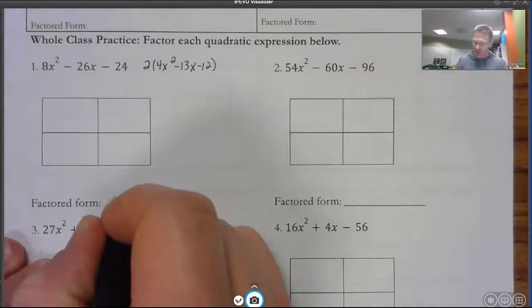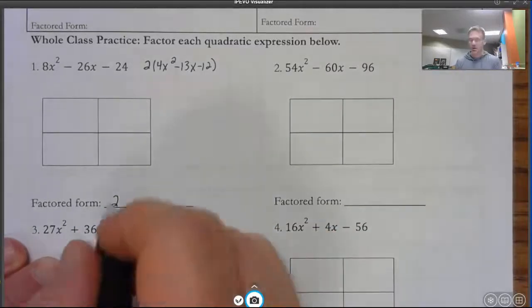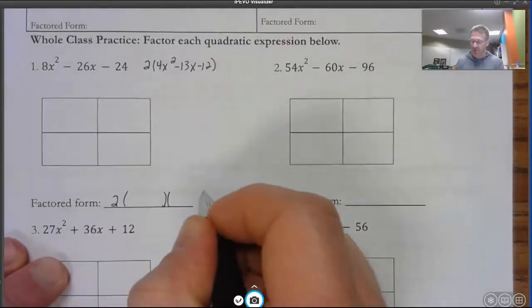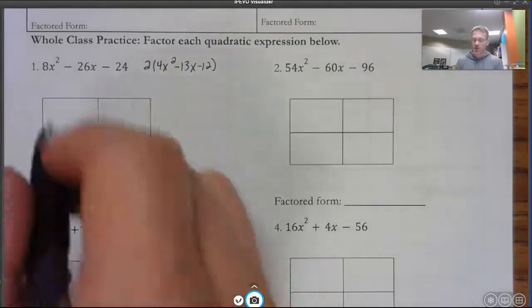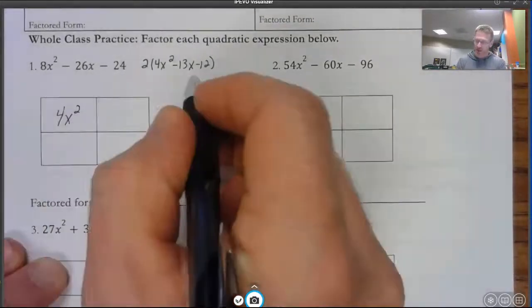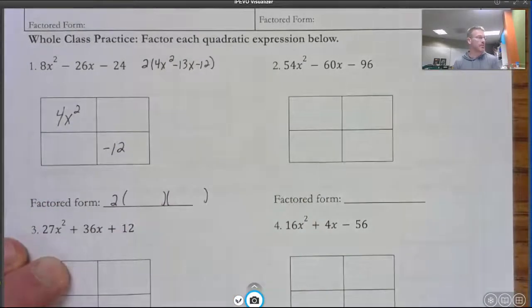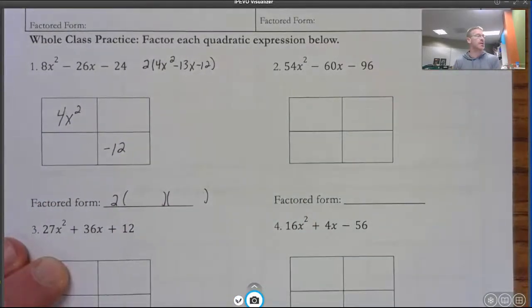So when I think about my factored form too, I'm going to go ahead and write my 2 here because I have to keep that out front. So any GCF you factor out, we want that in the final answer as well. Now 4x squared is my new A term. Negative 12 is my new C term, so I'm going to put those into the box just like we've been doing for the last couple lessons.